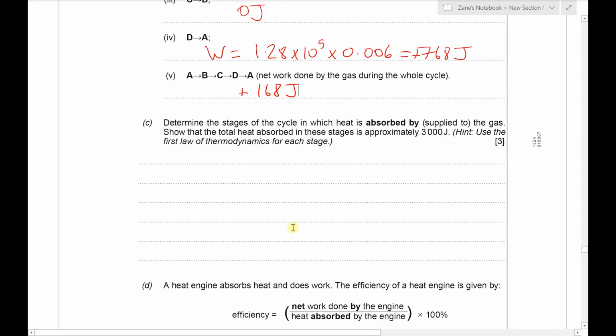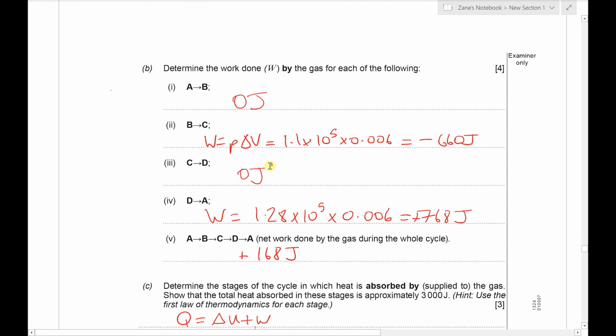For the next part of the question, we've got to determine the stages of the cycle in which heat is absorbed by or supplied to the gas. And we've got to show that the total amount of heat absorbed in those stages of the cycle is about 3,000 joules. And the hint is to use the first law of thermodynamics. Now in the data book, the first law is given as delta U equals Q minus W, but most of the time we end up using it in the form Q equals delta U plus W. So what we've got to look for is a change of internal energy plus the work done, and we're looking for stages where that will give us a positive answer.